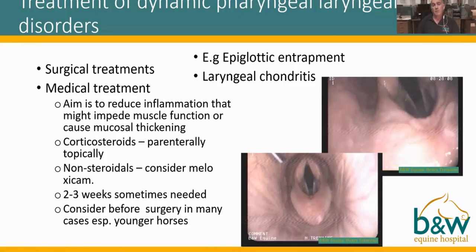An example would be this one, which has epiglottic entrapment, which results in hyperplasia and thickening of the subepiglottic fold that entraps the epiglottis. And I would always advise treating these medically to reduce the inflammation before surgery. It makes them more straightforward surgery candidates, and they respond quicker to it. And some of them actually therefore don't require surgery.